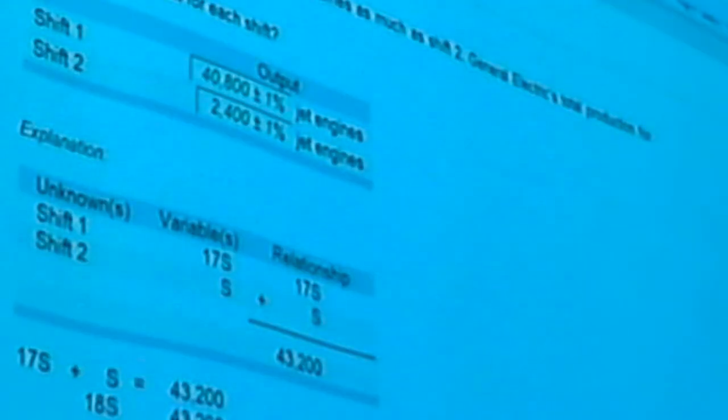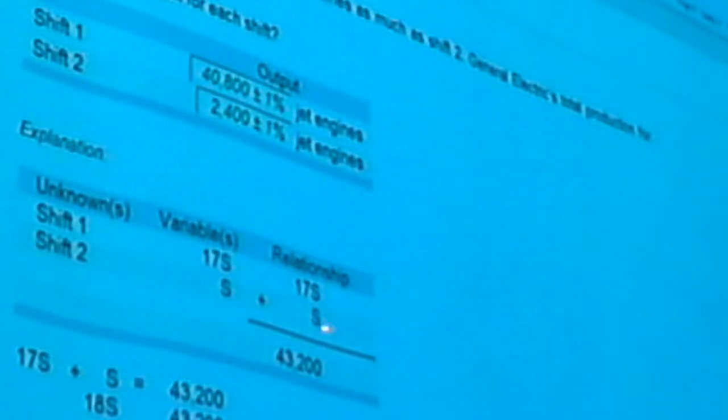Total production for July was 43,200 jet engines. So that is the total for both of them. What we have to find is how much did each shift produce? We know that shift 1 produced 17 times as much as shift 2. Look at how the equation is set up. S stands for shift, and it's just one shift or another one. They're both shifts, right? So we can use the same variable. 17S represents shift 1 because they produced 17 times as much. Of course, 1S is going to represent shift 2.